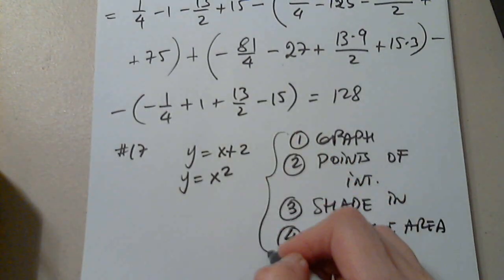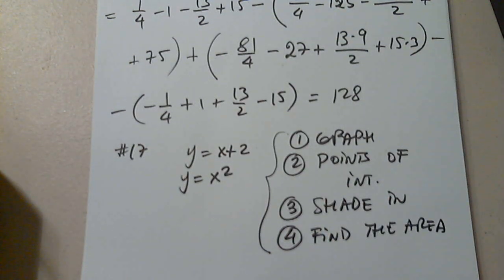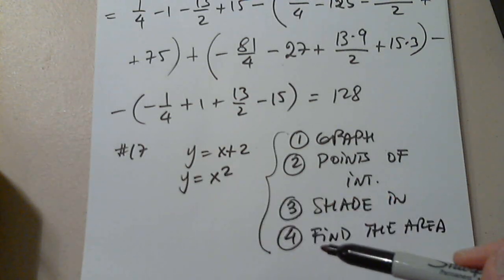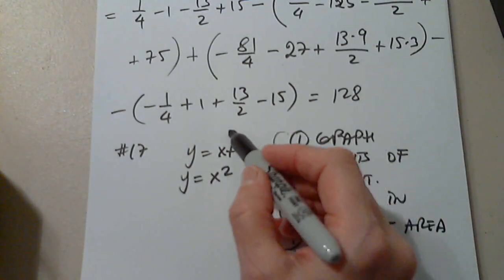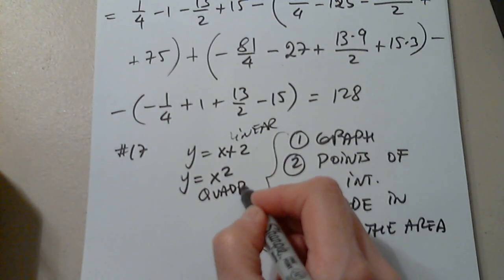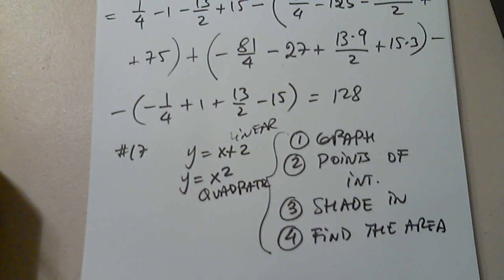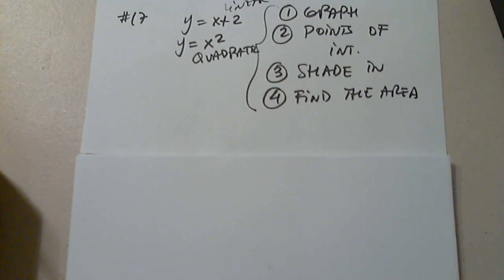All these are understood. If you don't graph, you can't get the full points. If you don't find the points of intersection and you don't show the algebra, you cannot get full credit. So please understand these are the 4 steps required. Simple situation, because this is linear and this is quadratic. We've done this at the beginning of the class. So then, first I will find the points of intersection.